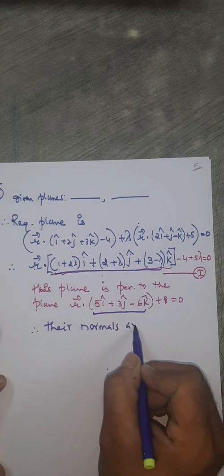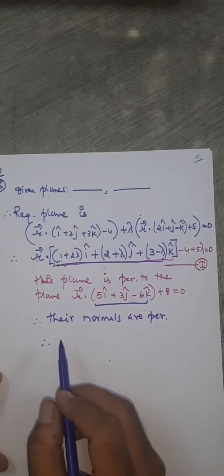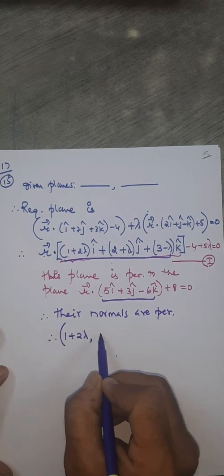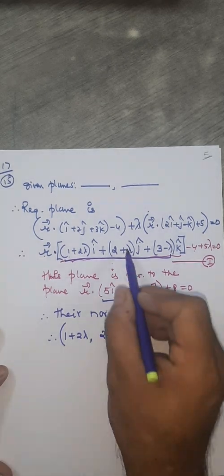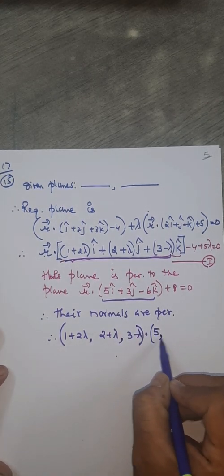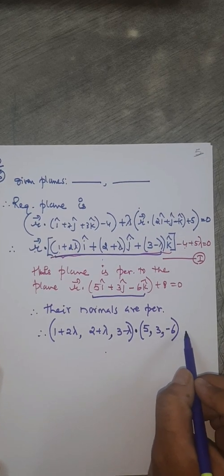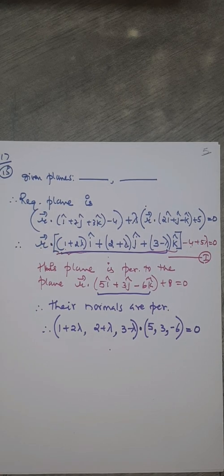Normals are perpendicular, and therefore the dot product of the normals equals 0. What is the normal to the first one? 1 plus 2 lambda, comma, 2 plus lambda, comma, 3 minus lambda. That is the normal to the required plane. And the normal to the given plane is 5, comma 3, comma minus 6. This dot product must be 0. Normals are perpendicular means what? The dot product of the normals equals 0. Now we just simplify, so we'll get the lambda.